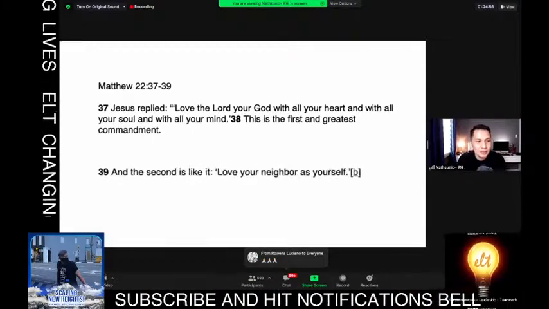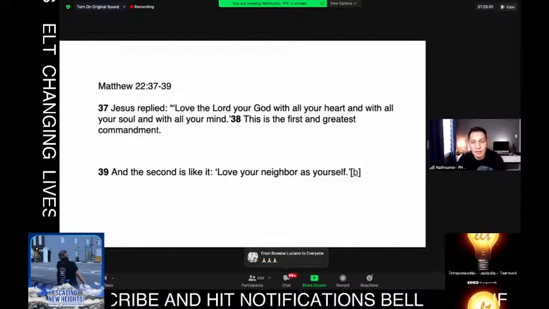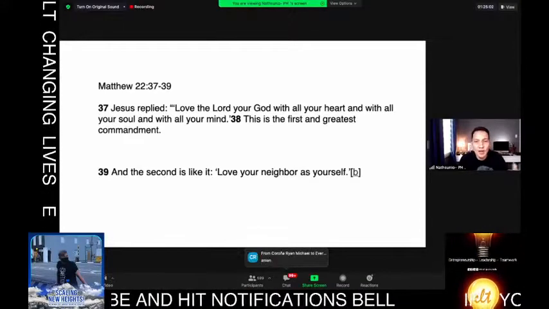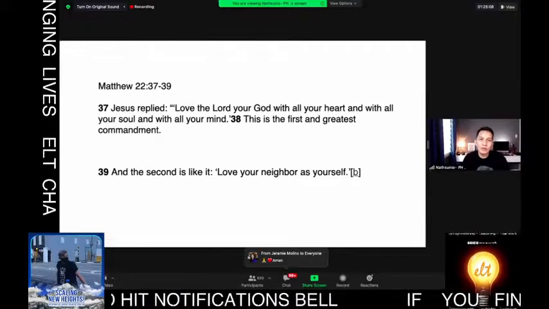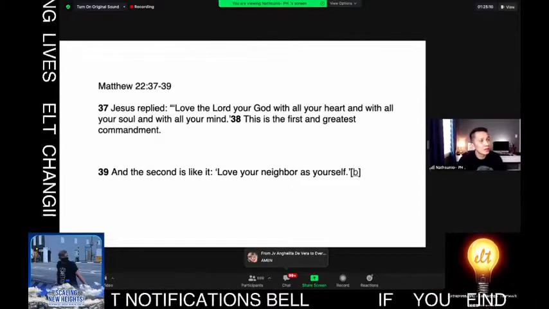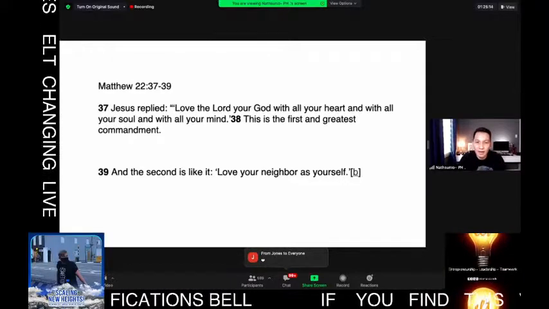Second principle is this. Okay? And the second is like, sabi niya, love your neighbor as yourself. Magkasunod lang na verse yan. Okay? If you love your neighbor, naalala niyo yung 10 Commandments, thou shalt not kill, thou shalt not murder, di ba? Thou shalt not commit adultery, right? So if you love your neighbor, hindi mo gagawin lahat ng bagay na yan, right?